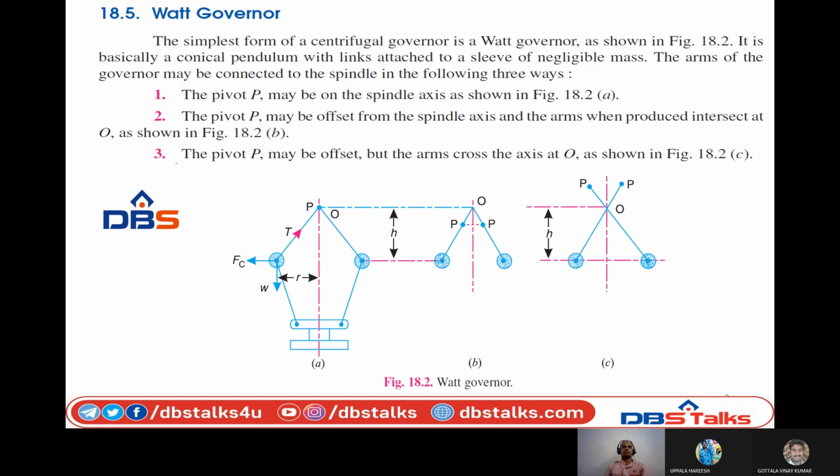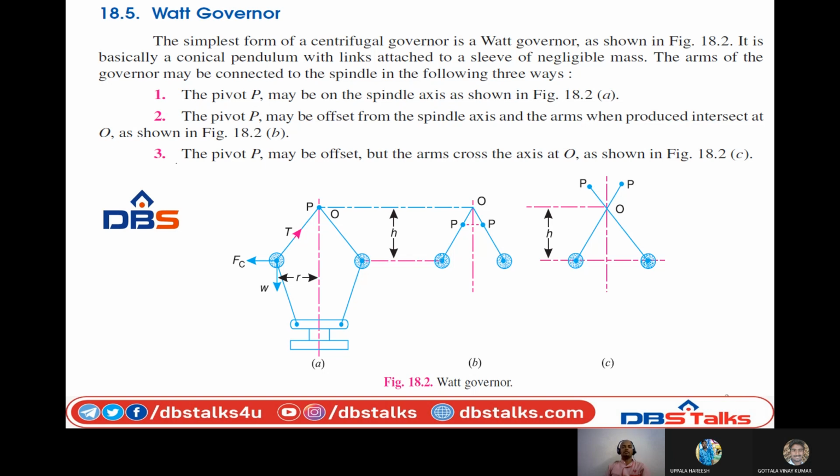So there is a possibility of two ways. One is directly concentrating the spindle and the arms at a single point, that is P. Second, the P may be offset from the spindle. Then third, it may be offset but crosses the axis O.